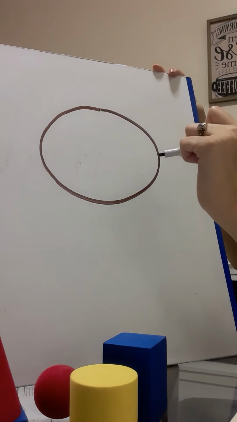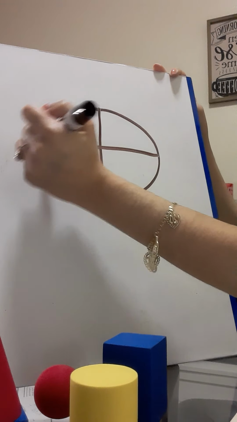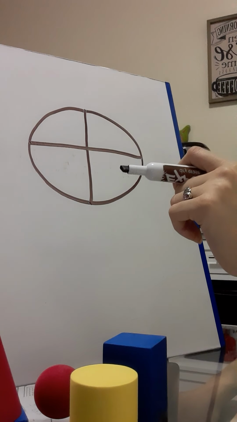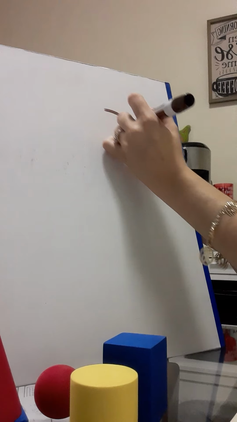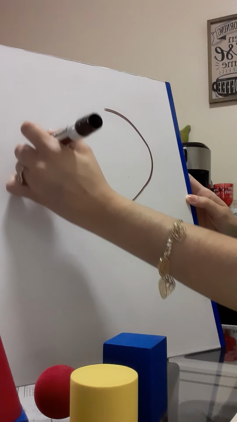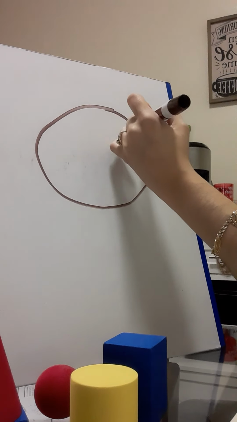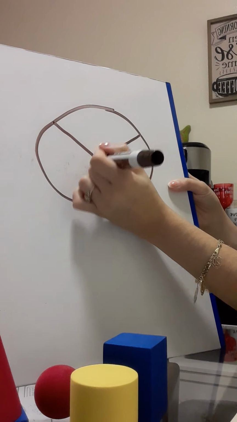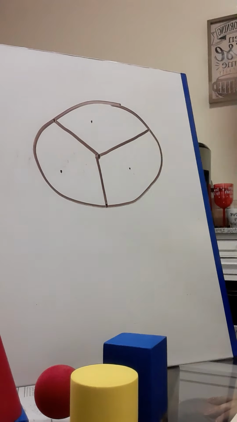Now, I can make a circle also into fourths. Like that. Or, actually, that's the only way that I can make it into fourths. Now, what if I wanted to make a circle into thirds? Because that's a little bit different. So if you need to make it into thirds, you're going to do like if you're making a Y. Kind of like that. 1, 2, 3 equal parts.